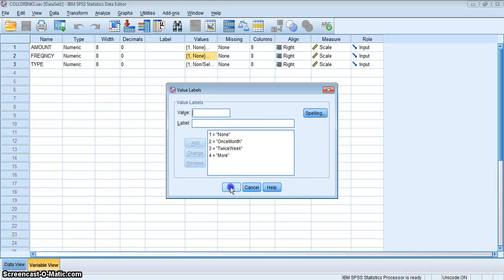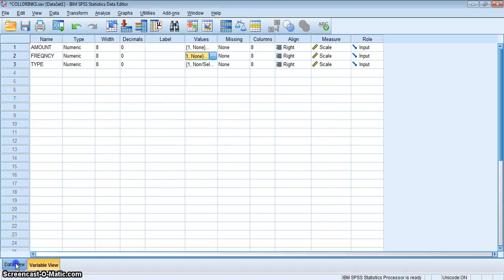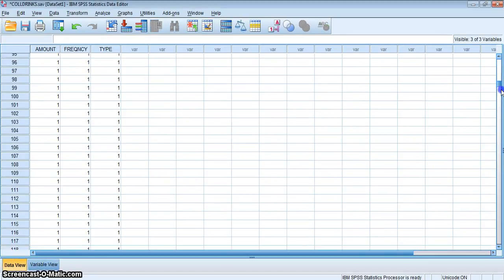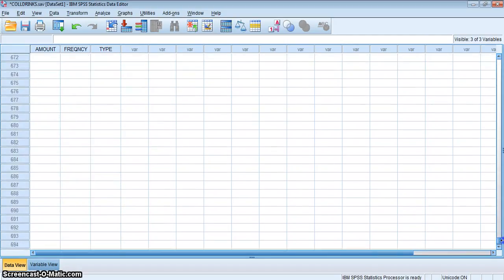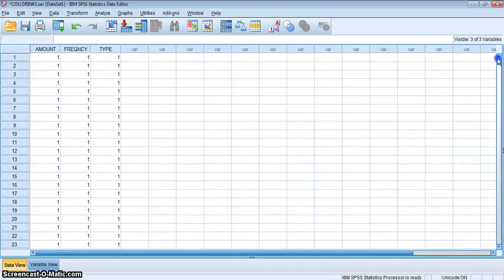So back to the data, you can see it's a rather large data set, and there's your 1s, 2s, 3s, and 4s. Here's what we're going to do. We've been given some exact proportions.